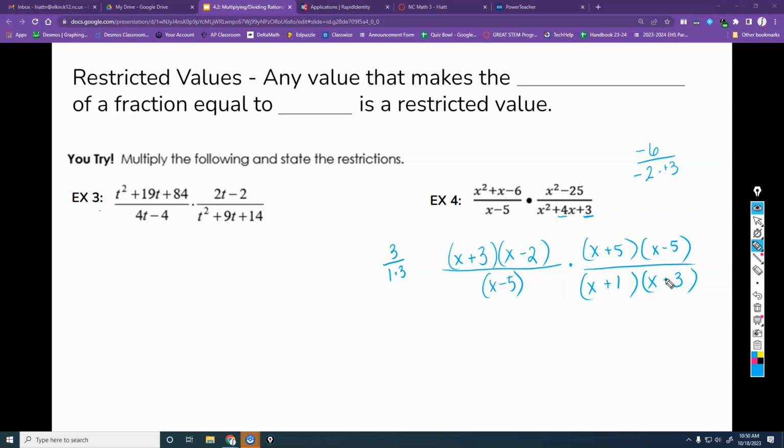Okay, everybody okay there? Now, we do want to do restricted values before we cancel, or you'll miss some of them. So we are looking at the denominators. You cannot have a 0 in the denominator. So, x minus 5. Jason, what would make that 0? Positive 5. So, x cannot equal positive 5.